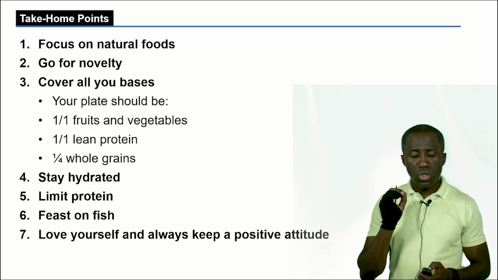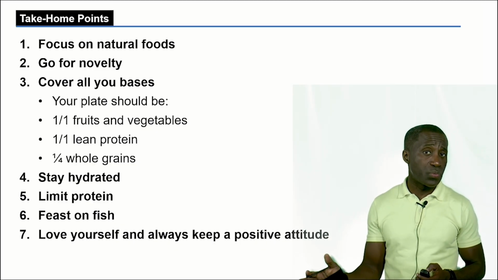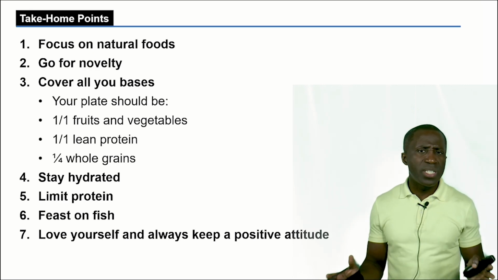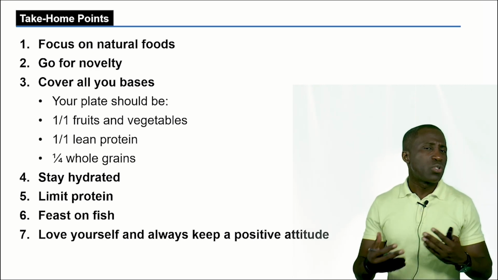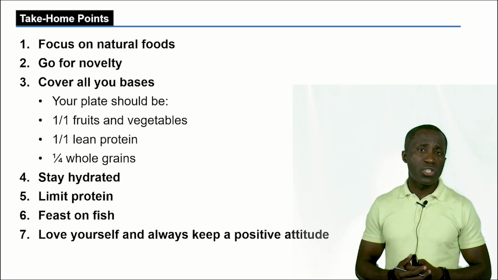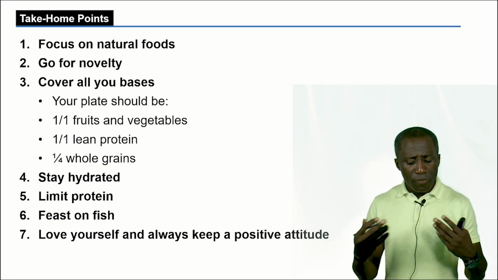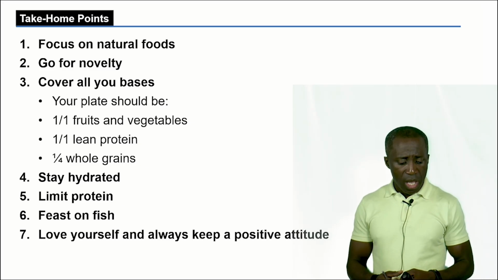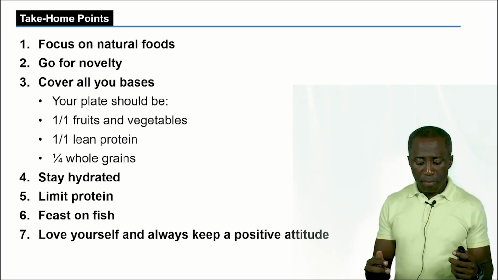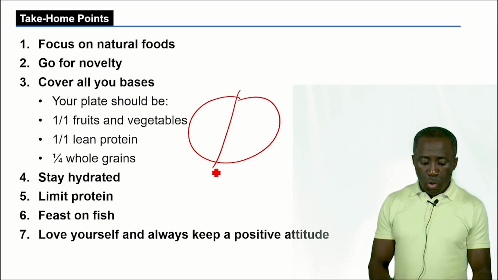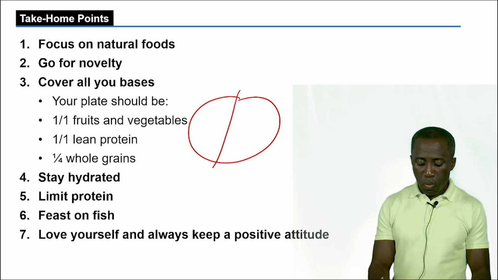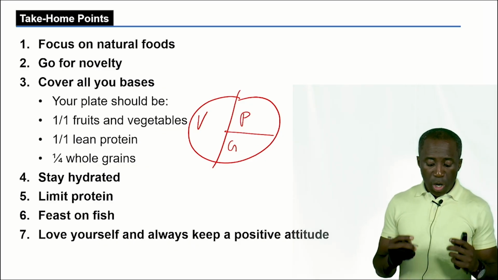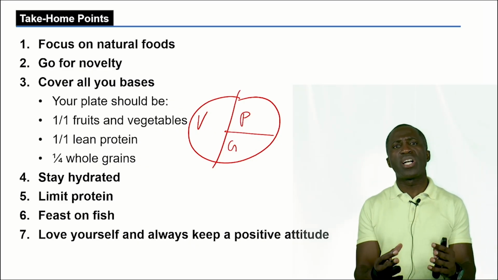Number one, focus on natural food and stay away from processed food as much as you can. It's very difficult to stay away from processed food, but try to focus on natural food as much as you can. Okay? Number two, go for novelty. Try something new, like we just mentioned, right? Don't always eat the same thing. Number three, cover all your bases. What does it mean? Remember the plate that we mentioned. You want to make sure that half of your plate is vegetables, and the other sections have your protein and your grains. Number four, stay hydrated. Drink as much water as possible.